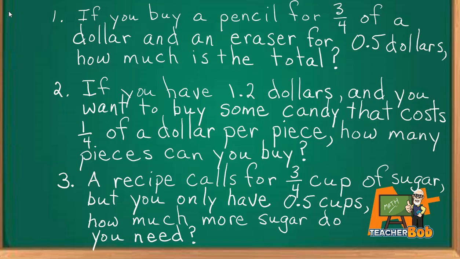All right, welcome back. So our first question asks, if you buy a pencil for 3/4 of a dollar and an eraser for $0.5, how much is the total? Well, as I've mentioned, the best way with money is to use decimals, because money is usually based on decimals. A dollar can be broken down into 100 pieces, which are pennies or cents.